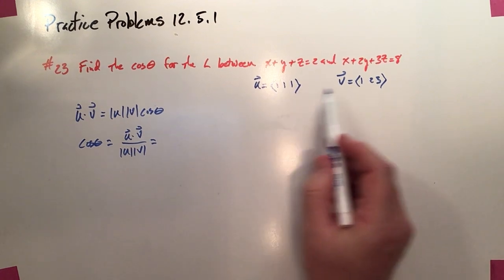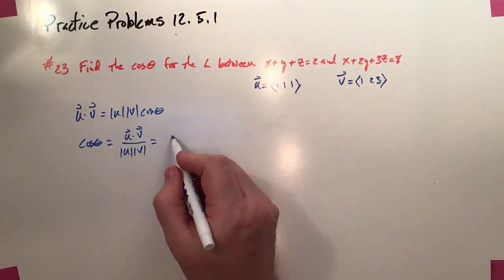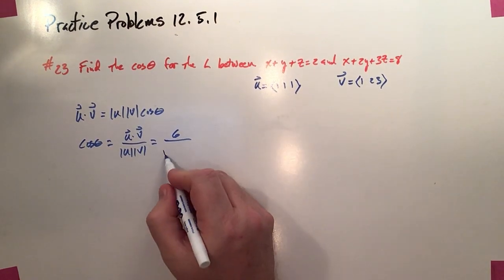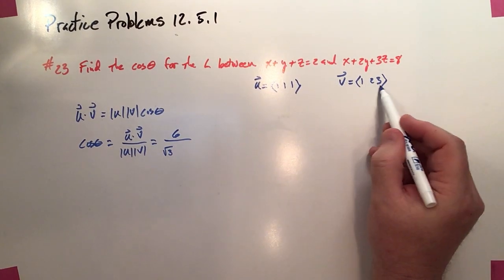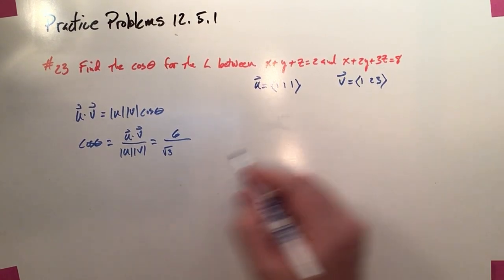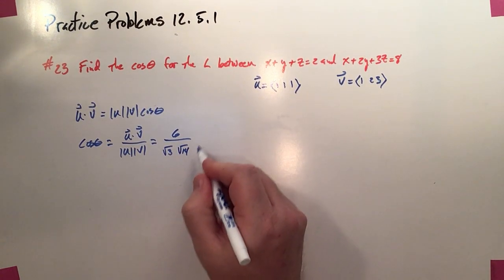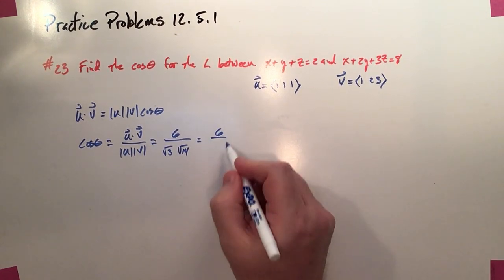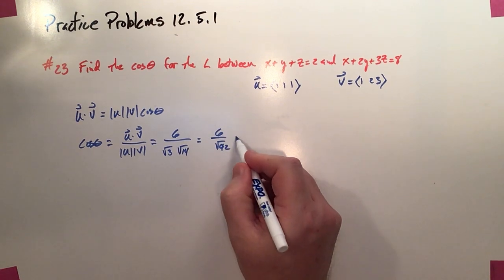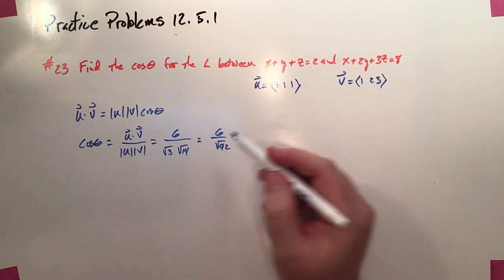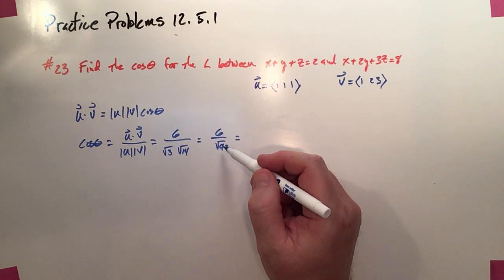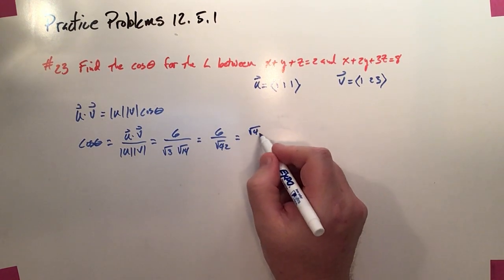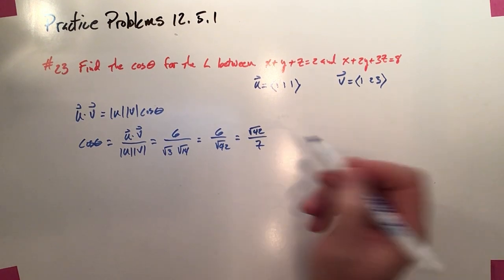The dot product is just going to be 1 plus 2 plus 3, so that's 6. And the magnitude of each, this is going to be the square root of 3, and this one's going to be the square root of 14. 3 times 14 is 42, so this will be 6 over the square root of 42. Or if we want to rationalize that denominator, it'll be 6 radical 42 over 42, and of course 6 over 42 is 1/7, so it's the radical 42 divided by 7.